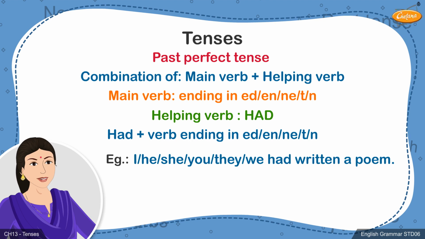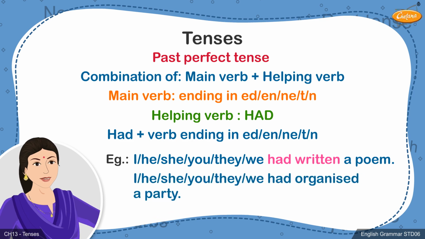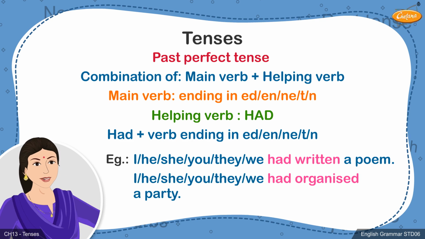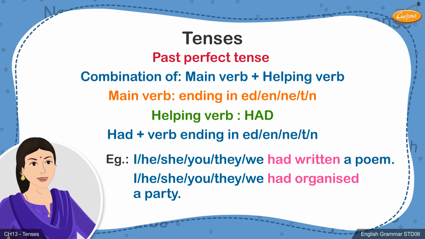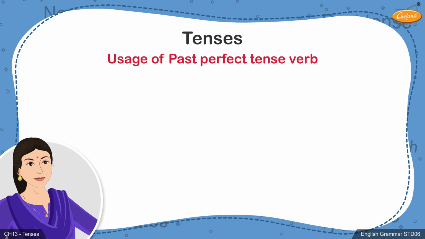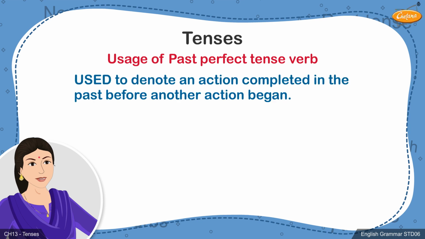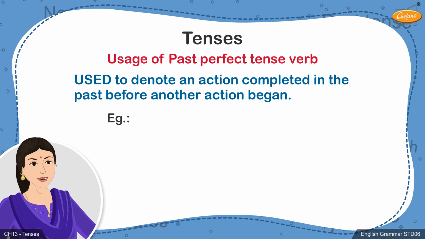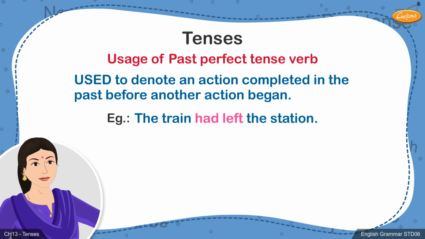I or he or she or you or they or we had written a poem. I or he or she or you or they or we had organized a party. A past perfect tense form is used to denote an action completed in the past before another action began. Example, the train had left the station.